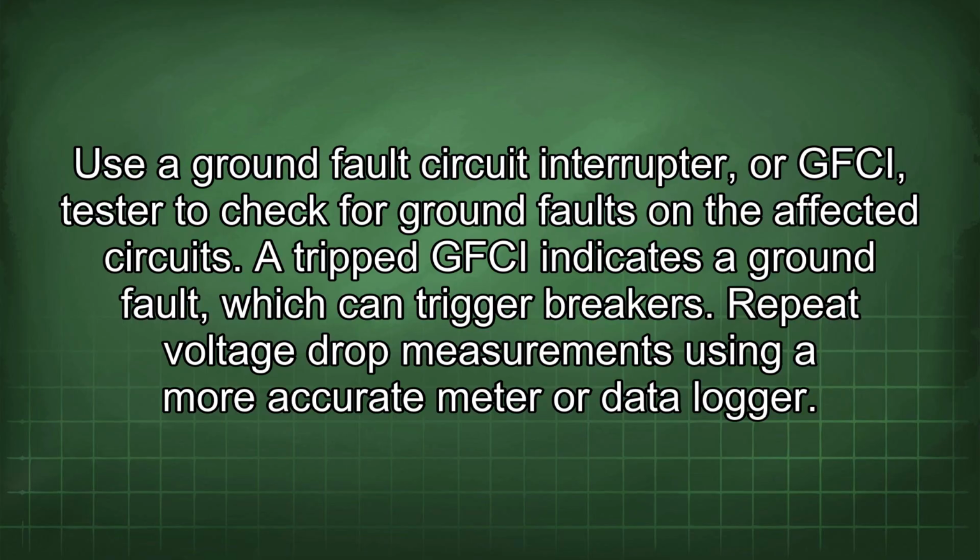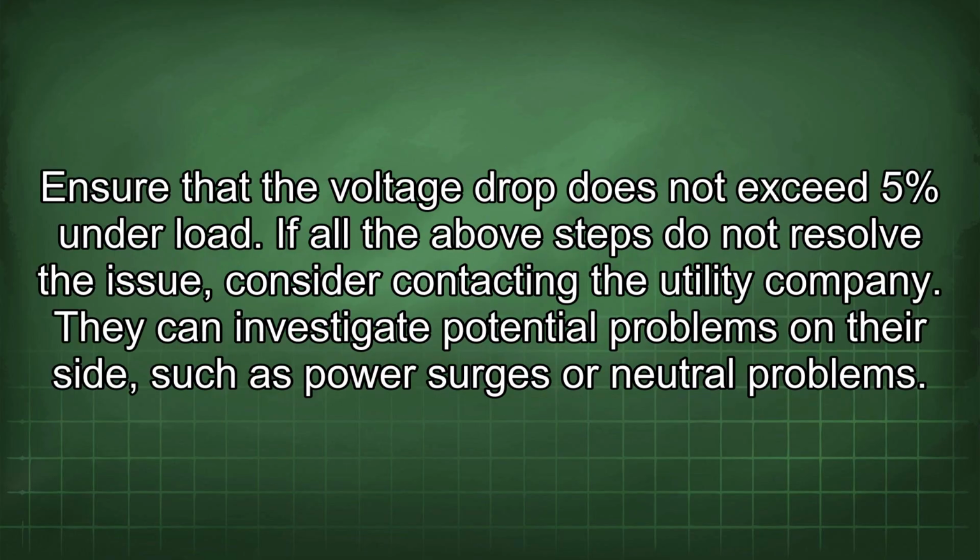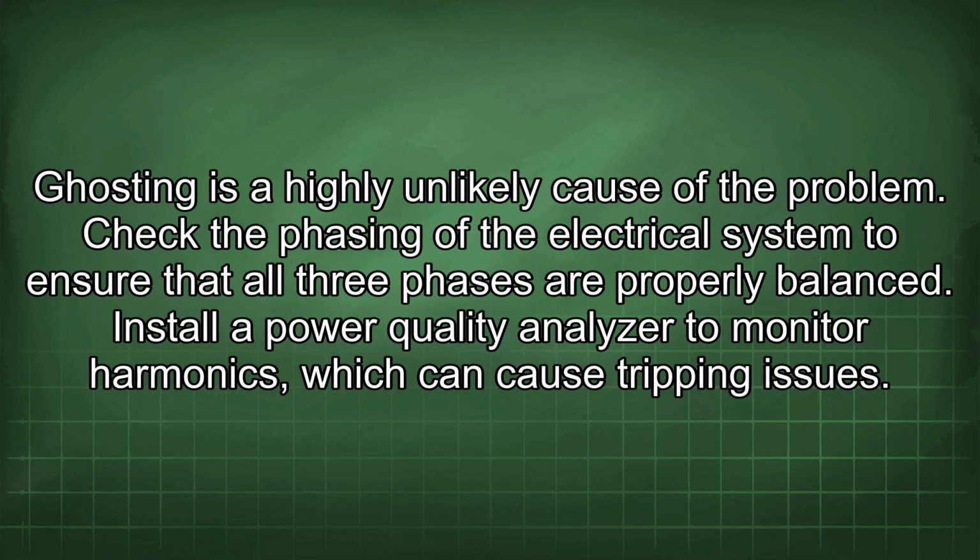Repeat voltage drop measurements using a more accurate meter or data logger. Ensure that the voltage drop does not exceed 5% under load. If all the above steps do not resolve the issue, consider contacting the utility company. They can investigate potential problems on their side, such as power surges or neutral problems. Ghosting is a highly unlikely cause of the problem.